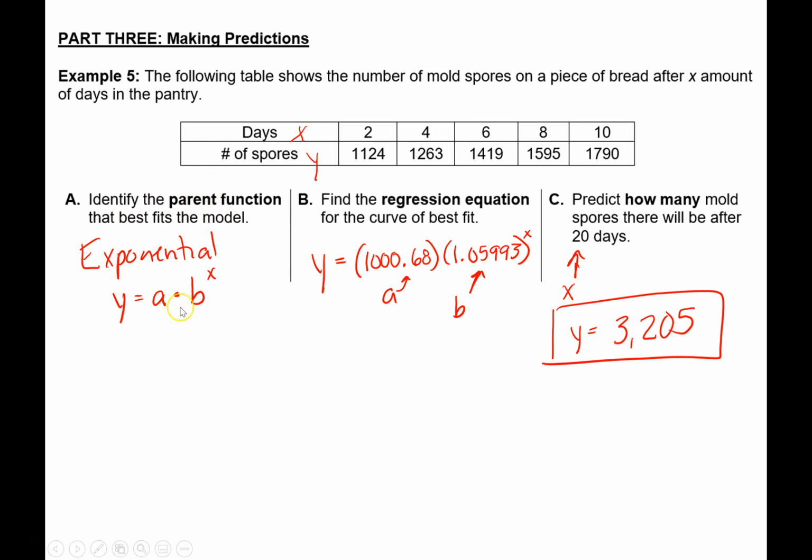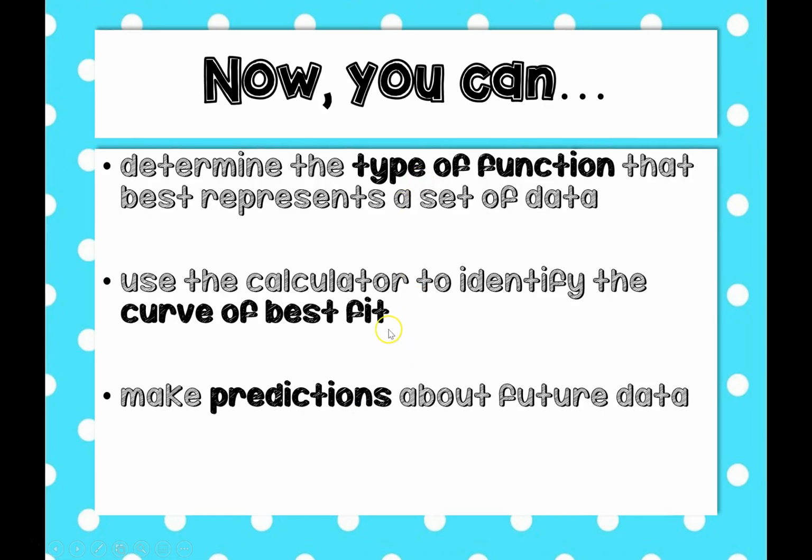So we figured out the parent function for a data set. We found the regression equation using Desmos, and then we used Desmos also to make predictions. So those three things now are what you're going to practice in the Now You Try.